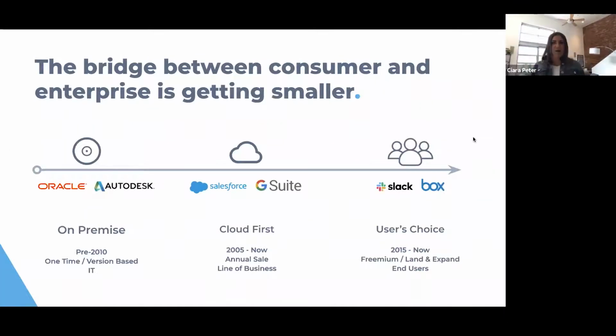I want to share a little bit about the history of enterprise software and how the bridge is getting a lot smaller. So some of the early pioneers in enterprise were companies like Oracle and Autodesk, and they started with an on-premise model. This on-premise model could be that someone went into your physical company space and installed software maybe on your servers, or maybe they gave you some disks to install, but it really was kind of a one-time transaction. It was pushed to the company.